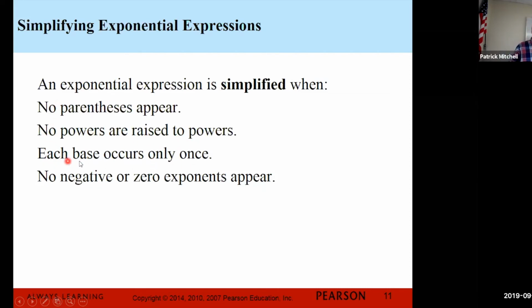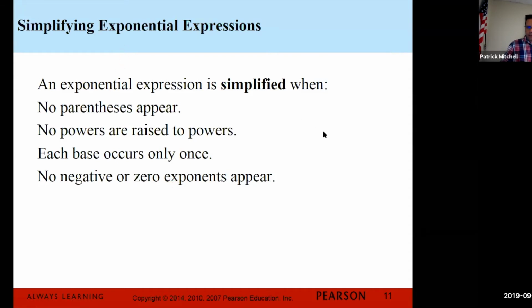I definitely need to say this, though. Each base occurs only once. So if your answer comes out to be a fraction, which it often will, you shouldn't have x to the 5th on top and x to the 3rd on the bottom, right? Because you have a rule for simplifying that. And then finally, you shouldn't have any negative or 0 exponents. You use the 0 exponent rule and the negative exponent rule to get rid of your 0 and negative exponents.